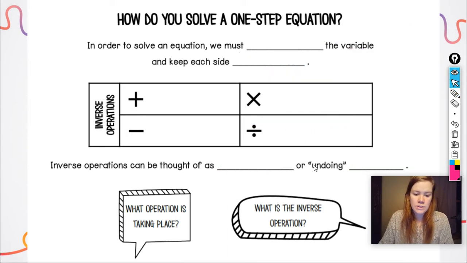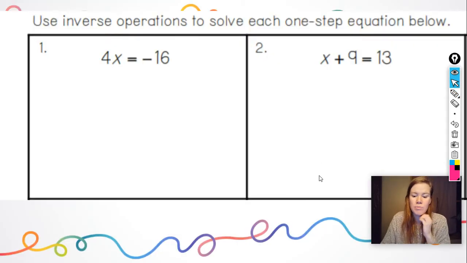Okay, so let's go down to some example problems. It says use inverse operations to solve each one-step equation below. So number 1, 4x equals negative 16. Some of you know off the top of your head what the answer to that is already, and that's awesome, but that's not what I want your main focus to be today. Today, the main focus is learning the process for keeping an equation balanced using inverse operations.